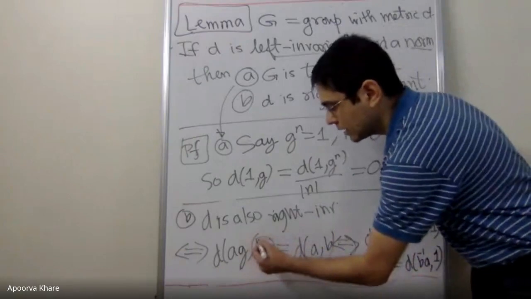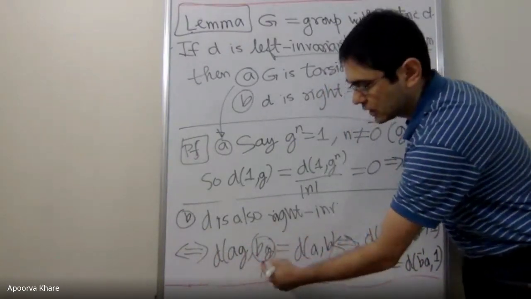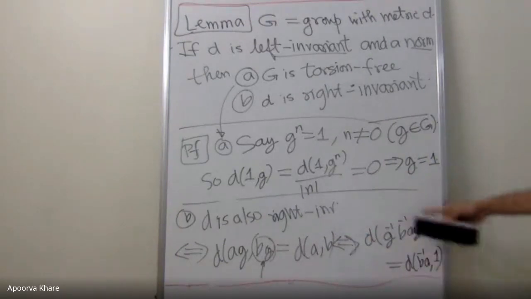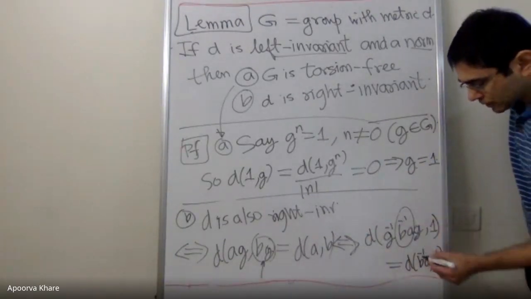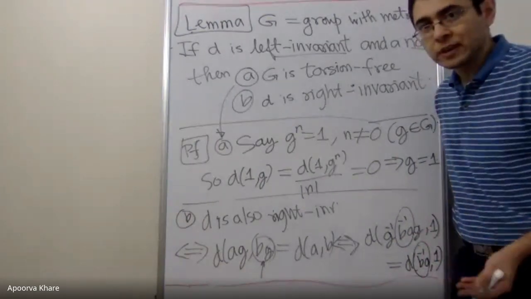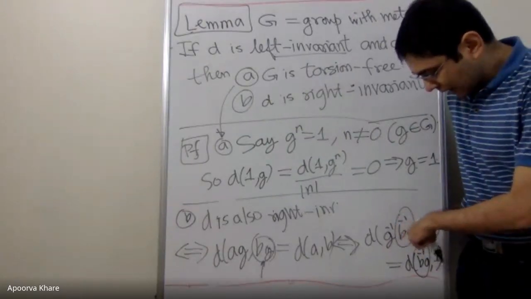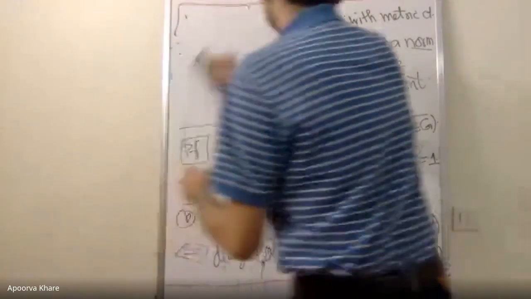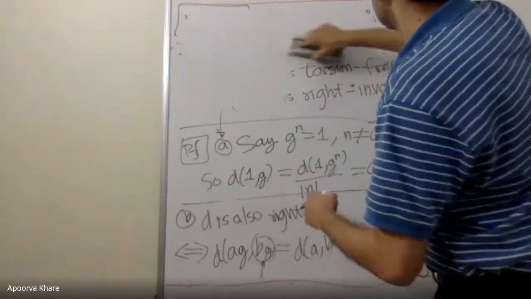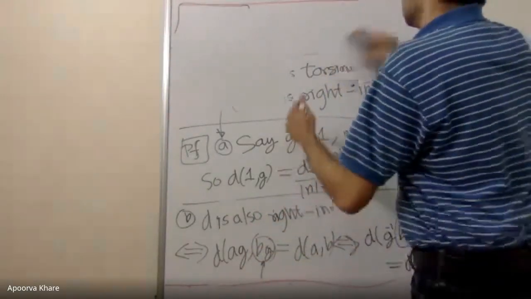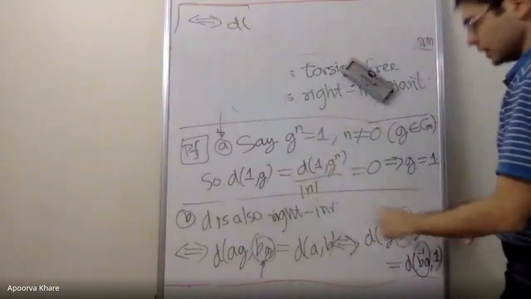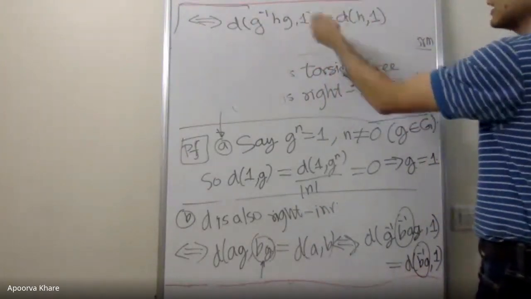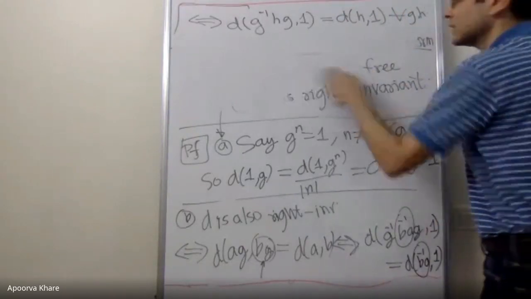Is that clear? I just took this, I pre-multiplied both sides by the inverse of this expression. So G inverse B inverse AG, and then this as well. So this is right invariant if and only if this happens, without even using left invariance. But you see, this B inverse A is common here and here. And since I have 2 degrees of freedom, I can make this equal any element H. So right invariant is if and only if the distance from G inverse HG to 1 equals the distance from H to 1. Distance is symmetric, so I can even take the other side, for all G and H. So that is really what right invariance means.